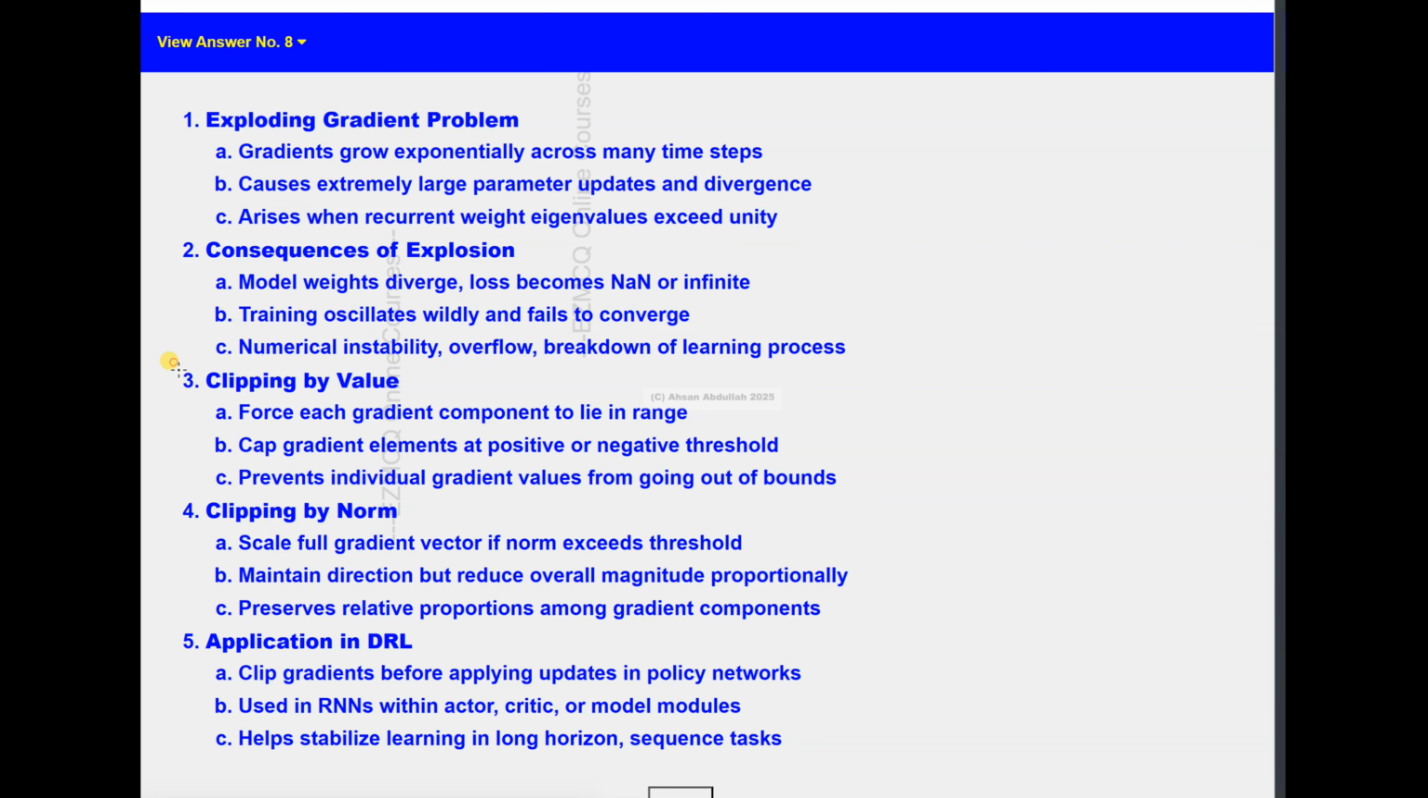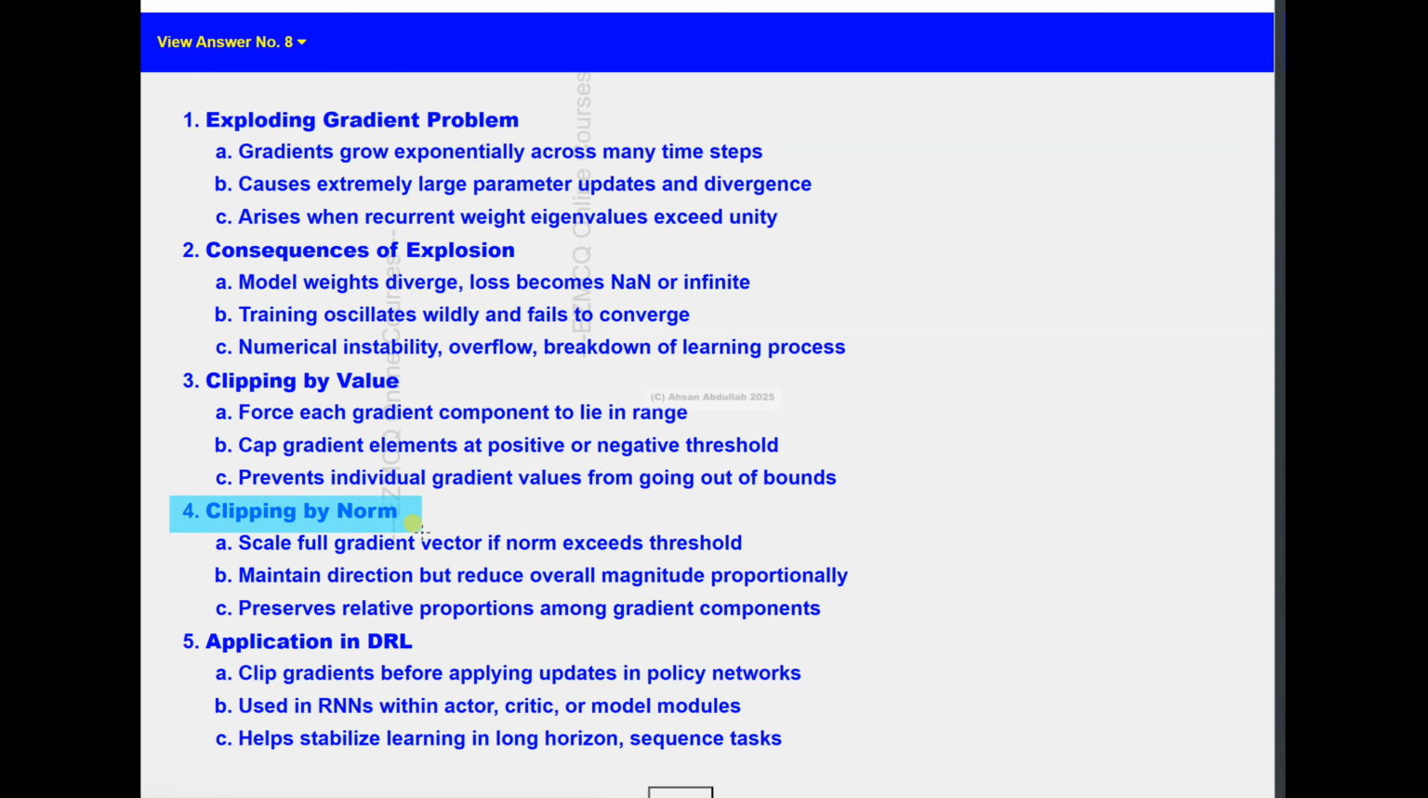So what happens when we do clipping by value? What it does is that it caps each gradient component individually within a fixed range, say for example between minus c and c. C is the clipping value. It prevents extreme values, but what can happen is that it may distort the gradient direction because of the clipping. So that is not very attractive.